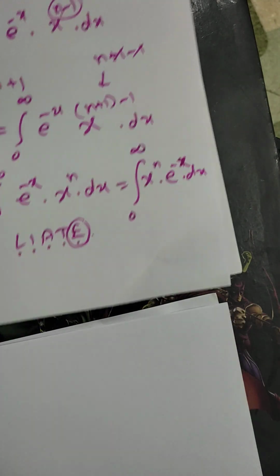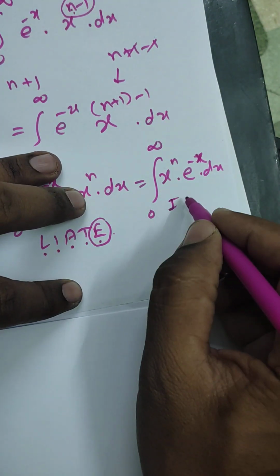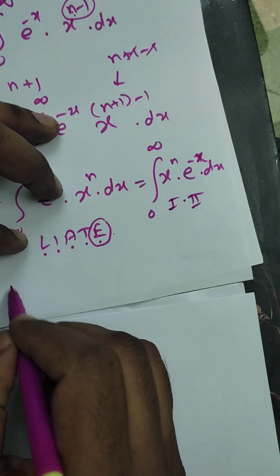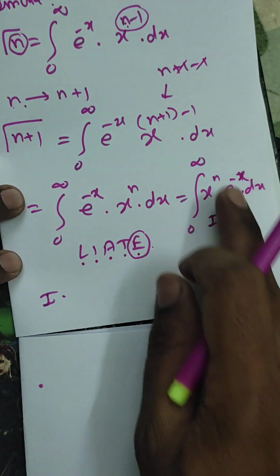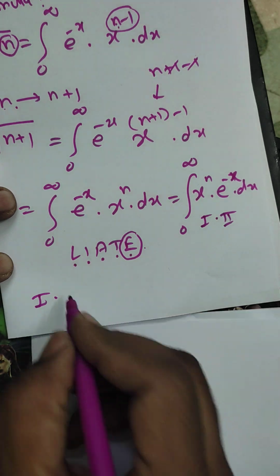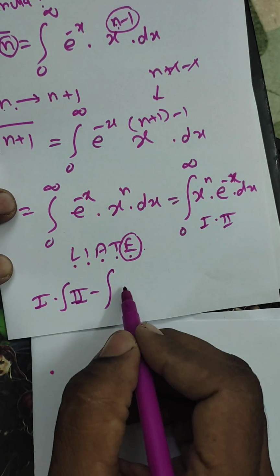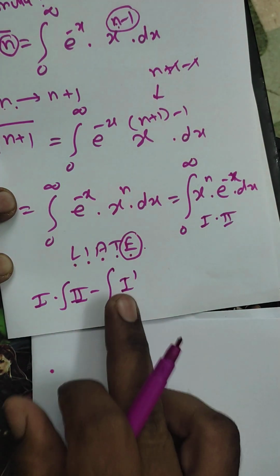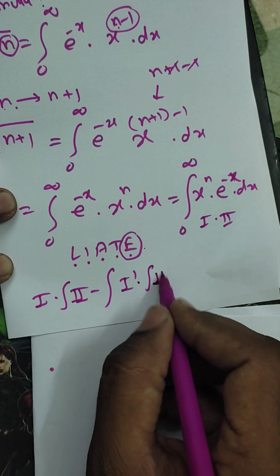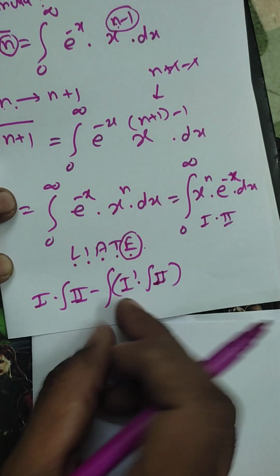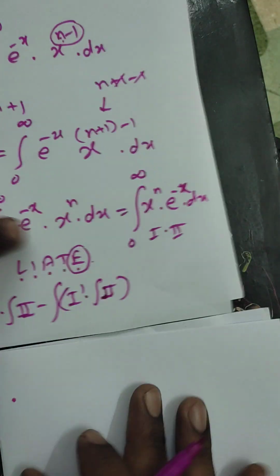So we are solving that. What is the formula? Suppose this is the first term and this is the second term. First as it is, integration of second, minus integration of derivative of first into integration of second. Dash meaning I put a derivative. And this whole thing is inside the big integration. So we are applying this formula over here.